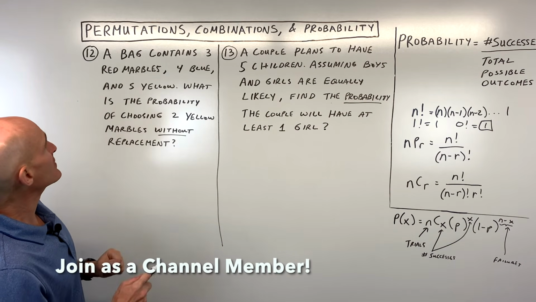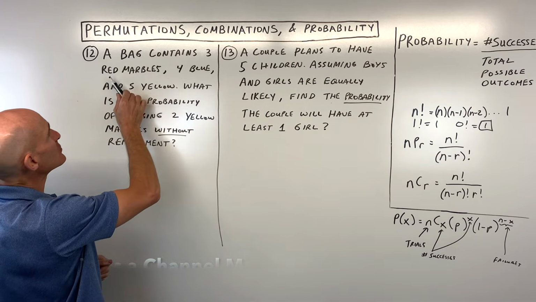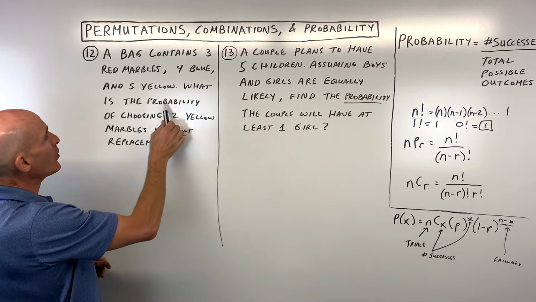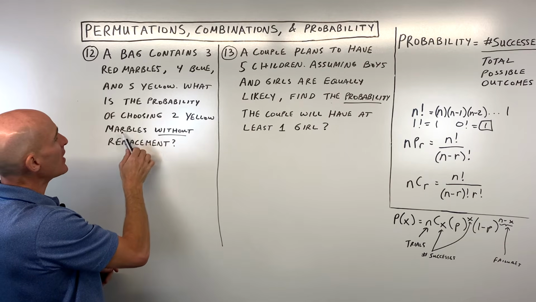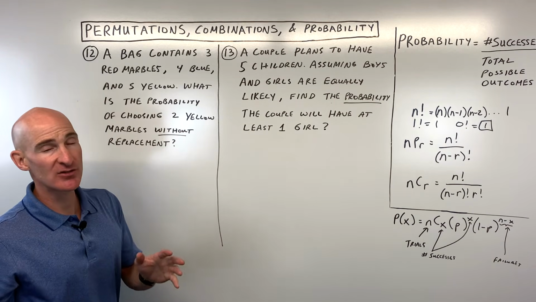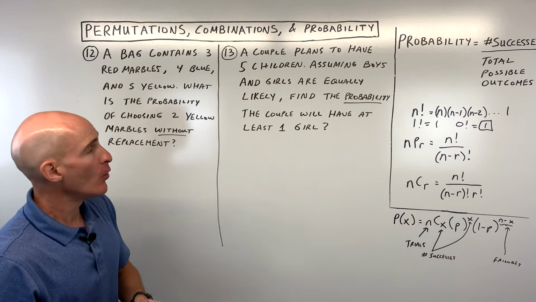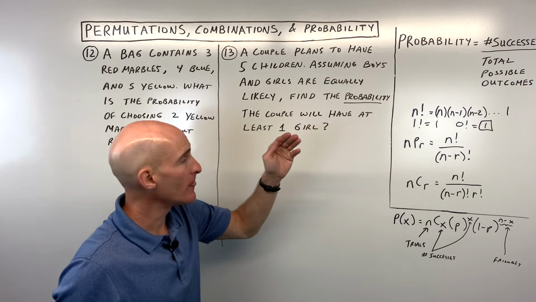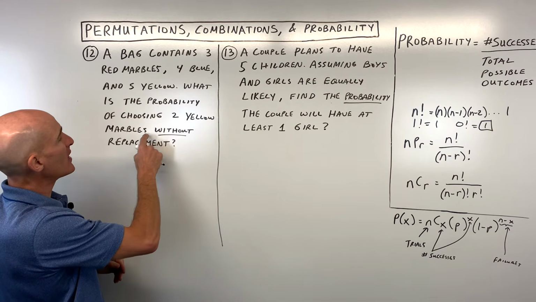So for number 12, it says a bag contains 3 red marbles, 4 blue marbles, and 5 yellow marbles. What is the probability of choosing 2 yellow marbles without replacement? So this is important, without replacement. And there's a couple different ways to do this problem. One way to do it, remember how we said probability is what you want out of the total? In this case, we want 2 yellow marbles.